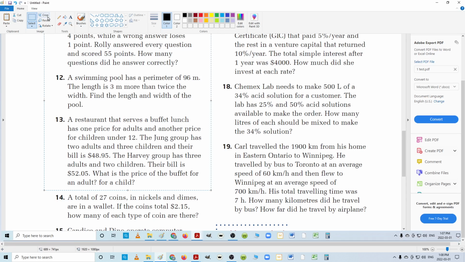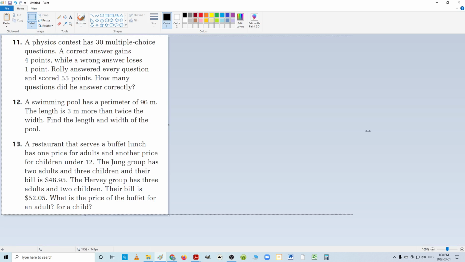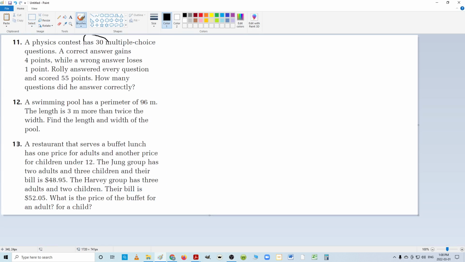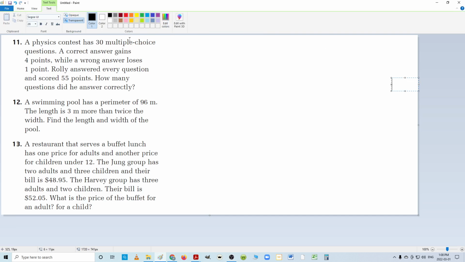Okay, what about this? Let's work on each thing. So a physics contest has 30 multiple choice questions. A correct answer gains you 4, so 4 times C. Let's call it 4 times correct answer. While a wrong answer loses you 1, so -1 wrong. Roland answered every question. So if we multiply all his questions by 4C and 1W.